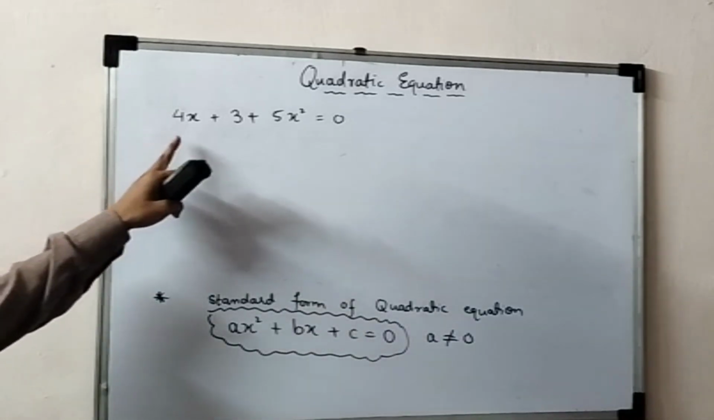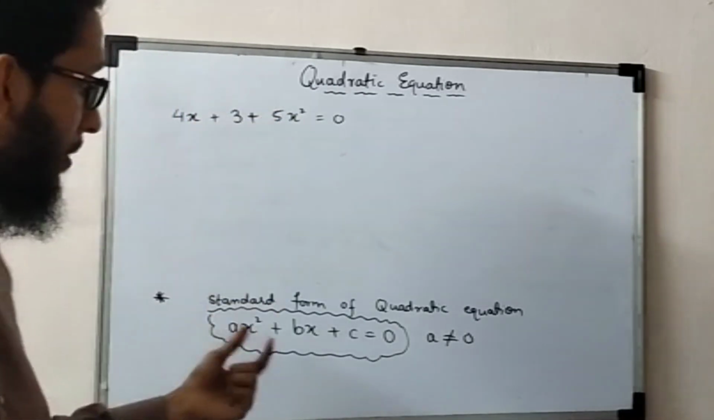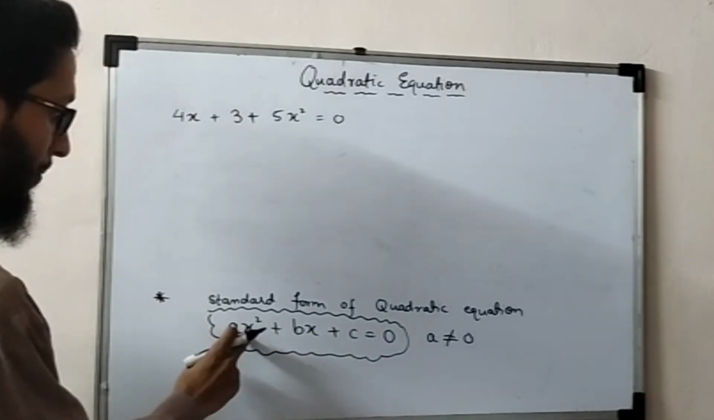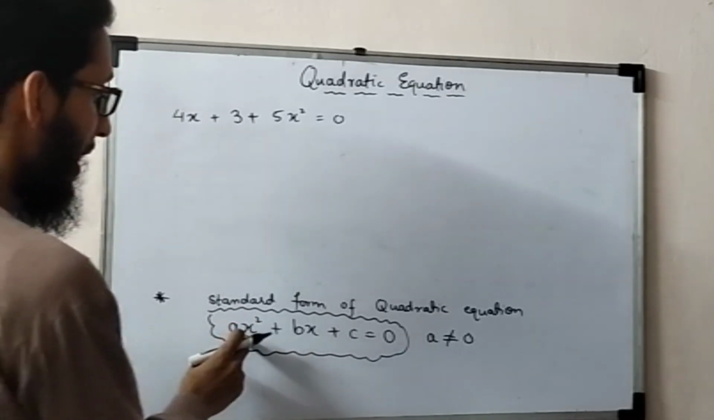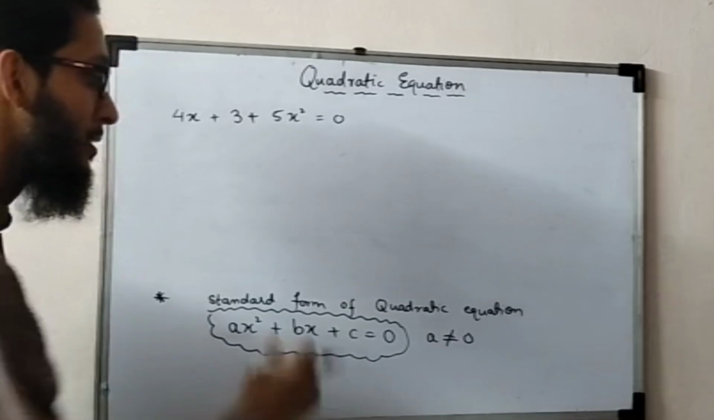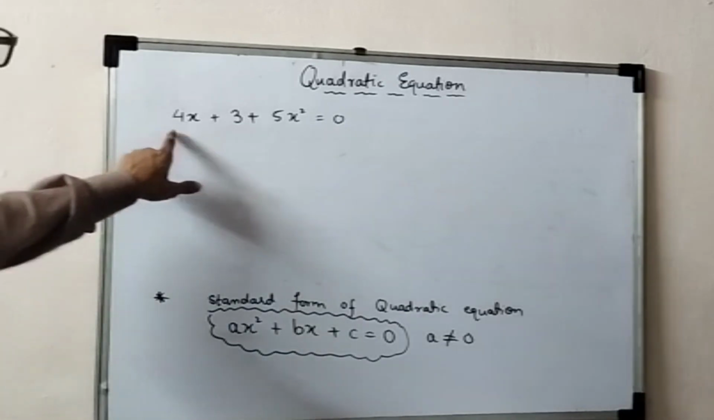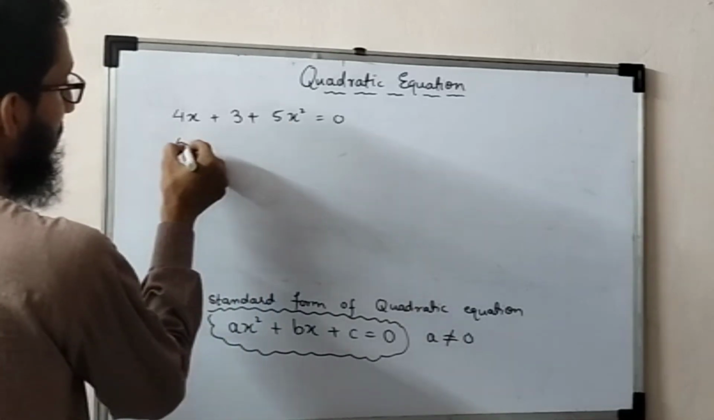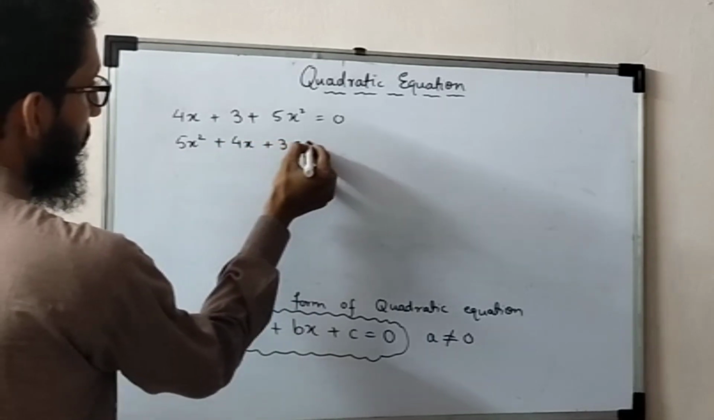Here you are seeing that this equation is not in arranged form, because the standard form is ax square plus bx plus c. The x square term, the variable with power 2, should be at first place, then the variable with power 1, and then the constant term, and this whole polynomial will be equal to 0. Then it will become a quadratic equation. So we have to arrange this quadratic equation. How will we arrange? 5x square will come first, after that 4x plus 3 is equal to 0.